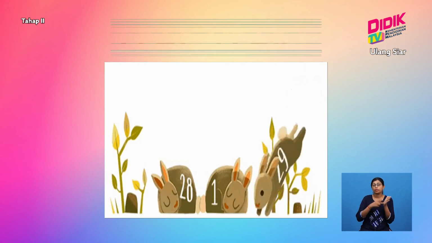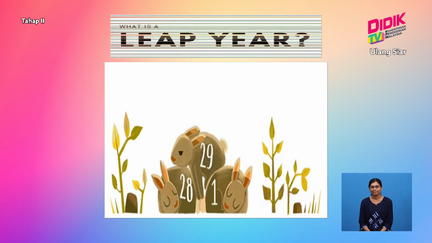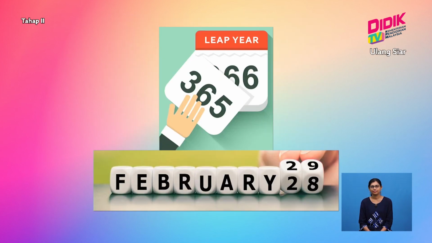Did I just say leap year? Does any of you know what's a leap year? Well. Leap year only happens once in every 4 years. During this time, there will be an additional day in February, which makes up to a total of 366 days in a year instead of 365.